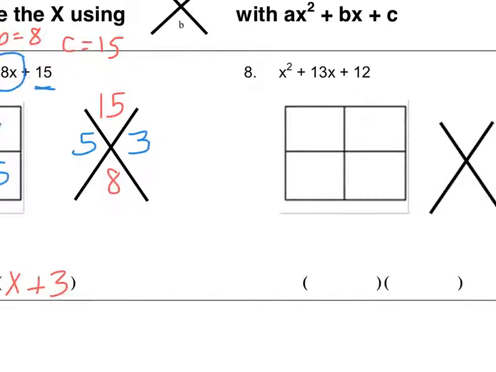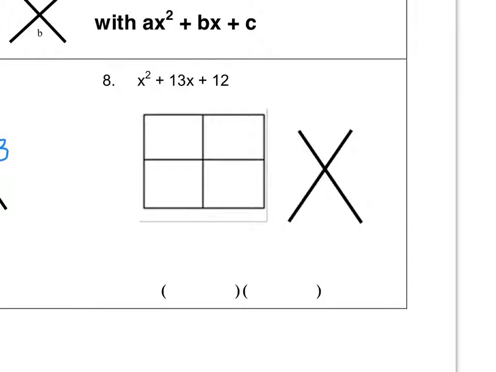Okay, let's work on number 8 together. First thing we need to do is identify our A, our B, and our C. So A equals 1, B equals 13, and C equals 12. Okay, so A times C, that's what goes up here, is 12, and my B goes down in the bottom.